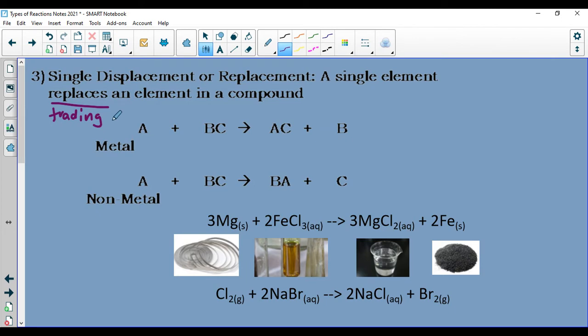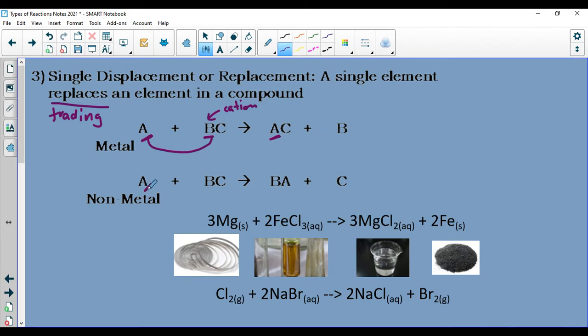So the trading that's going to occur in single displacement or replacement is between an element and a compound. And there's two different ways it can happen. If the single element is a metal, it is going to trade places with the metal in the compound. Remember that cations come first, so the metal will be in the first position of the compound. That's why in our products here, we see that A is bonded to C and B is kicked out of its spot and is now alone.